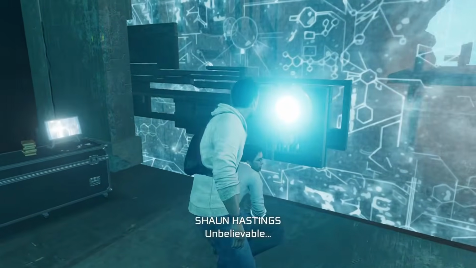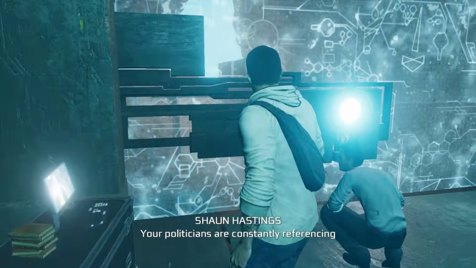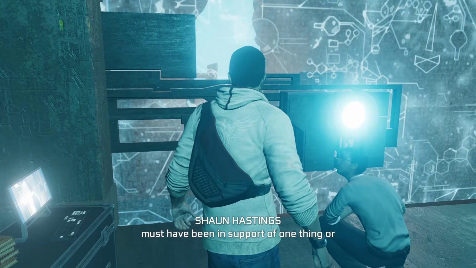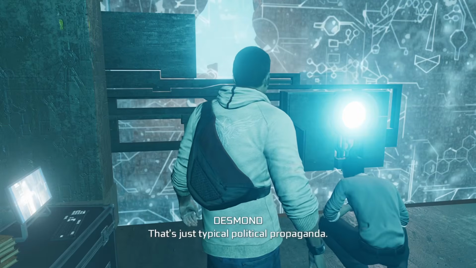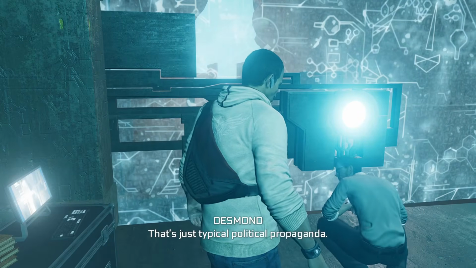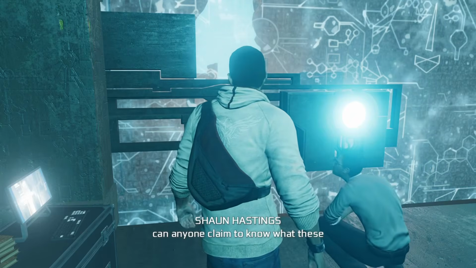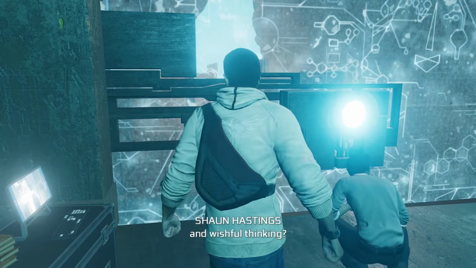Resident snarky historian Shaun Hastings puts it best. Your politicians are constantly referencing the Founding Fathers and insisting they must have been in support of one thing or another. I have never seen such a blatant disregard for history. That's just typical political propaganda. It's also dishonest and delusional. How can anyone claim to know what these people wanted based off scraps of paper and wishful thinking?